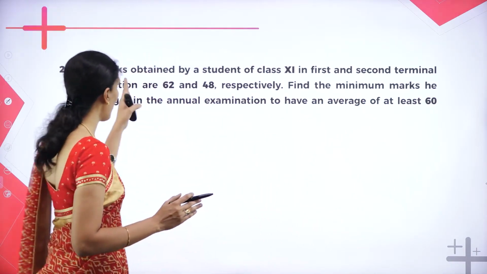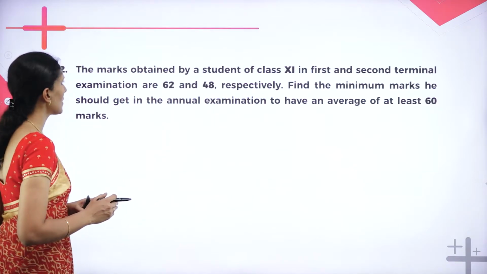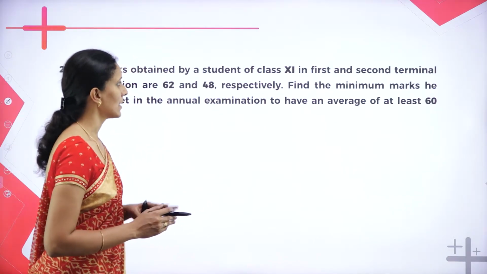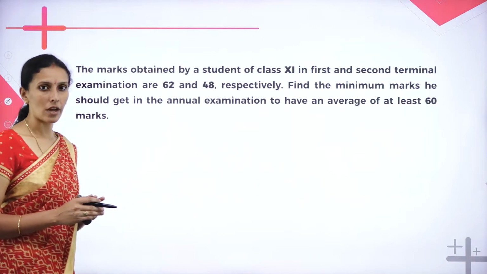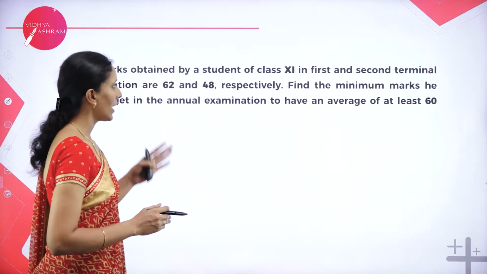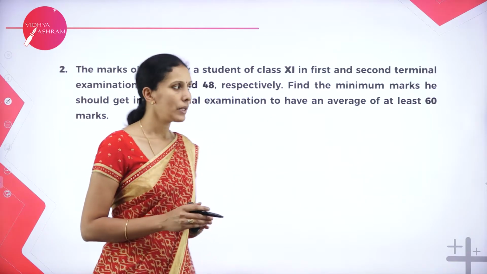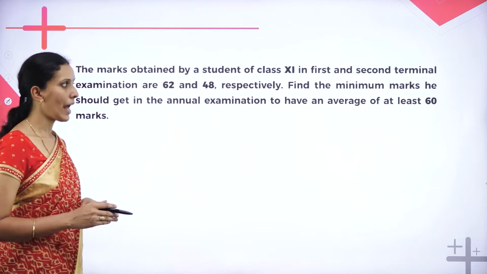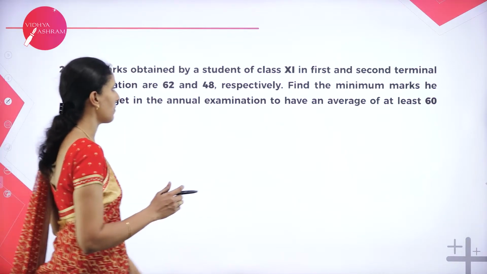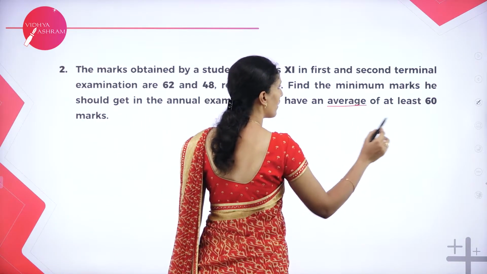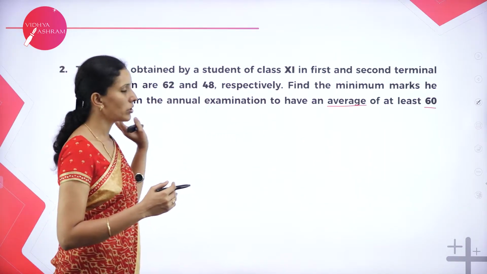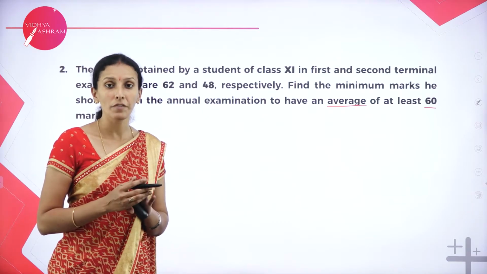For example, we have taken a question here. The marks obtained by a student of class 11 in the first and second terminal examination are 62 and 48 respectively. Find the minimum marks he should get in the annual examination to have an average of at least 60 marks. So here they have said average of 60 marks. So when you add all the 3 examinations, at least he should get an average of 60 marks.